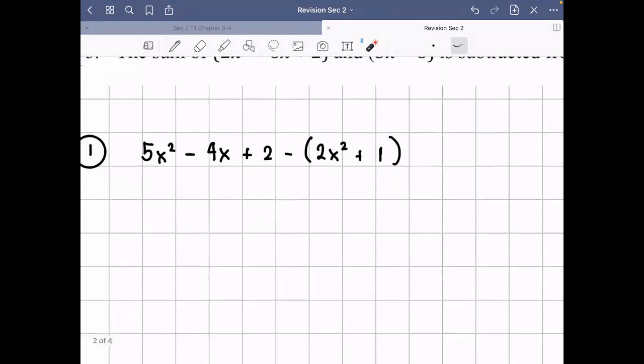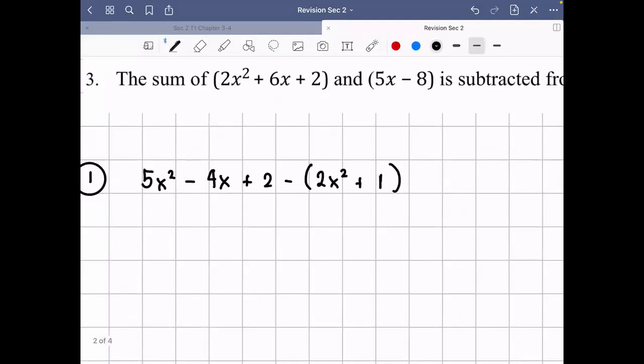So what did we do here? To answer this, just bring down 5x squared minus 4x plus 2. And then what happens to 2x squared plus 1? We distribute this negative sign to both of them, right? So it gives us negative 2x squared minus 1. Sorry, okay? Is that clear?